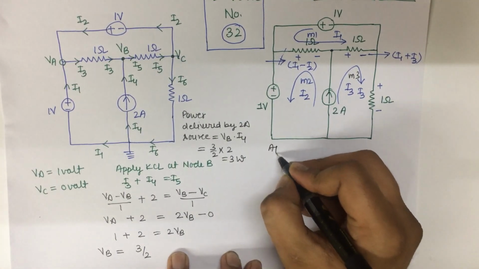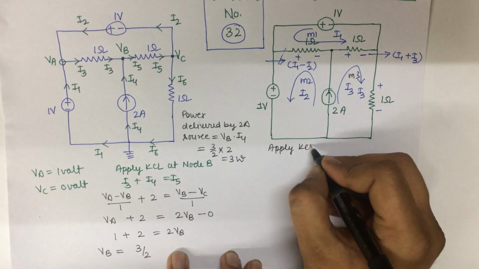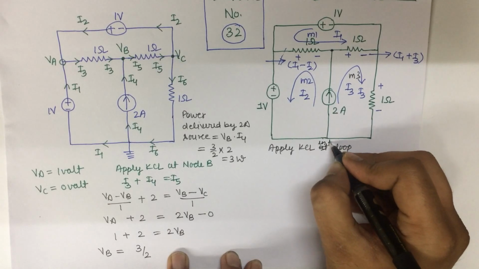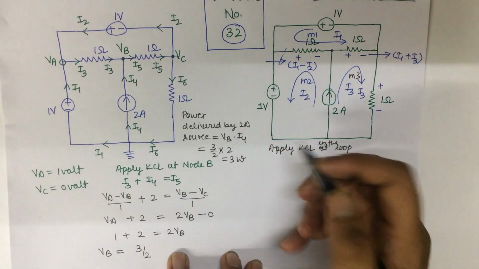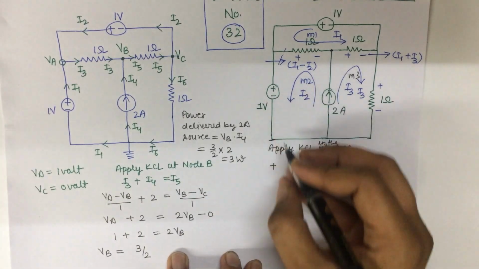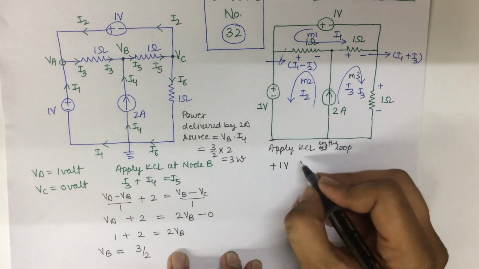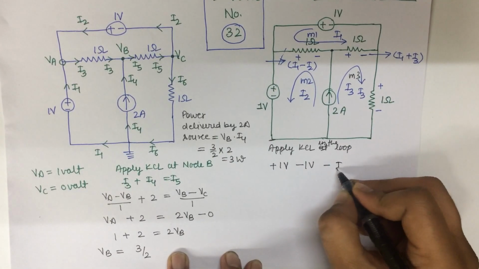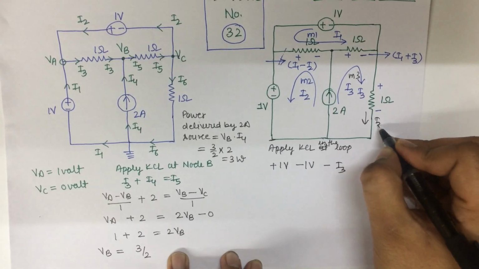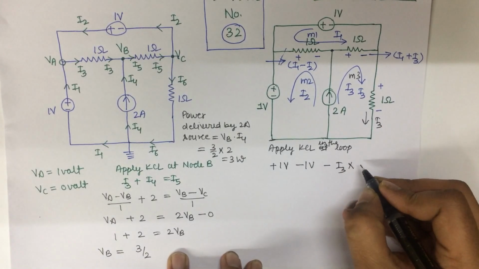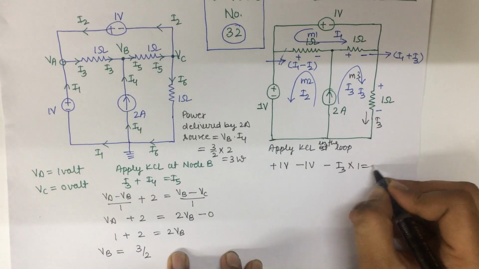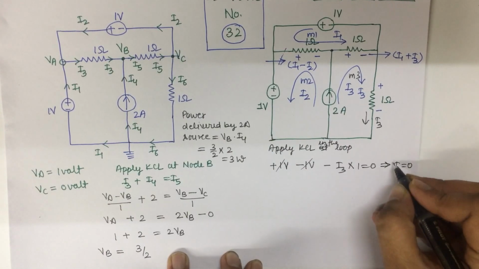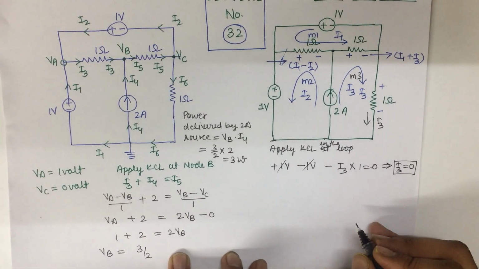Now apply KVL in the loop of the whole circuit. Start from here, plus of 1 volt, minus of 1 volt, here minus of I3. In this branch, this is the current I3, positive, negative. I3 into R1 is equal to 0. So in this way, I3 is equal to 0.